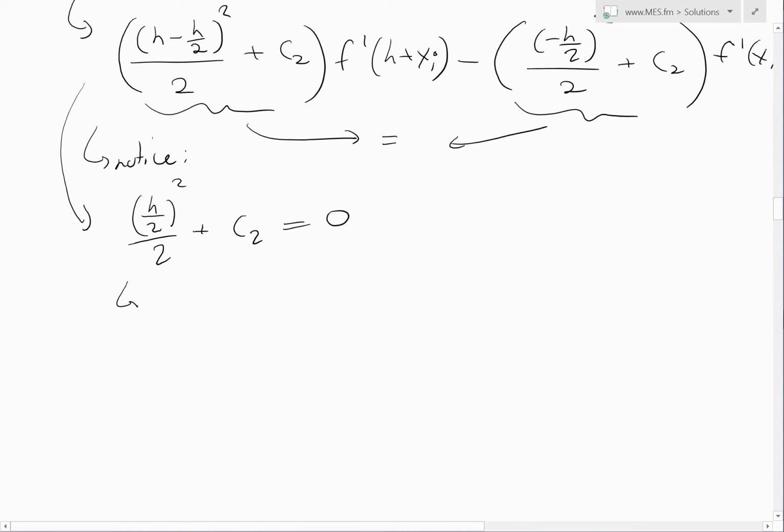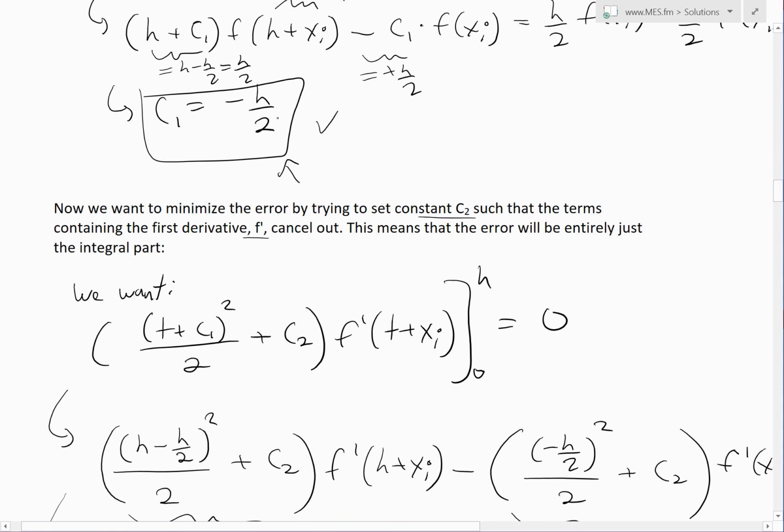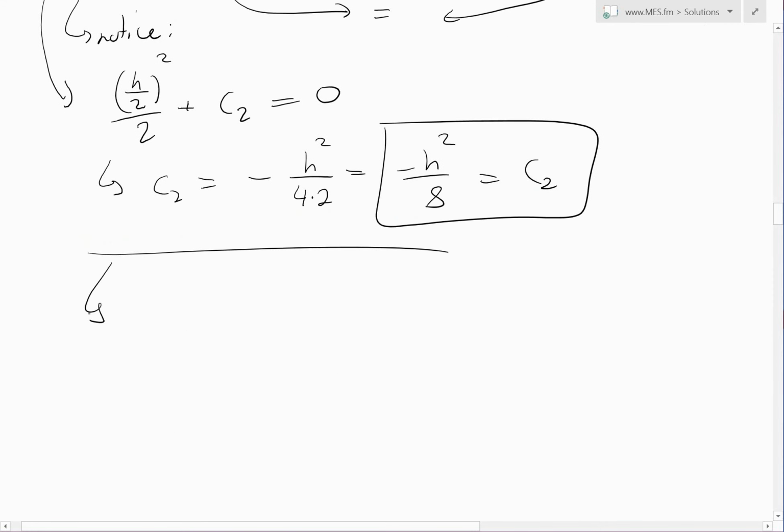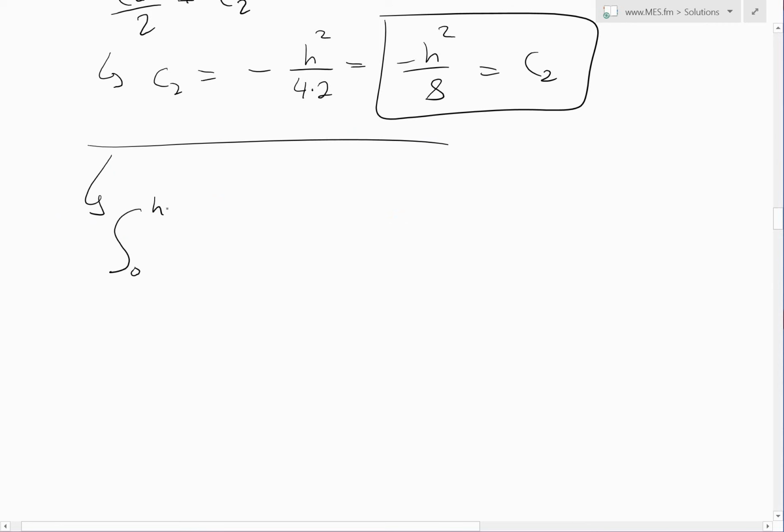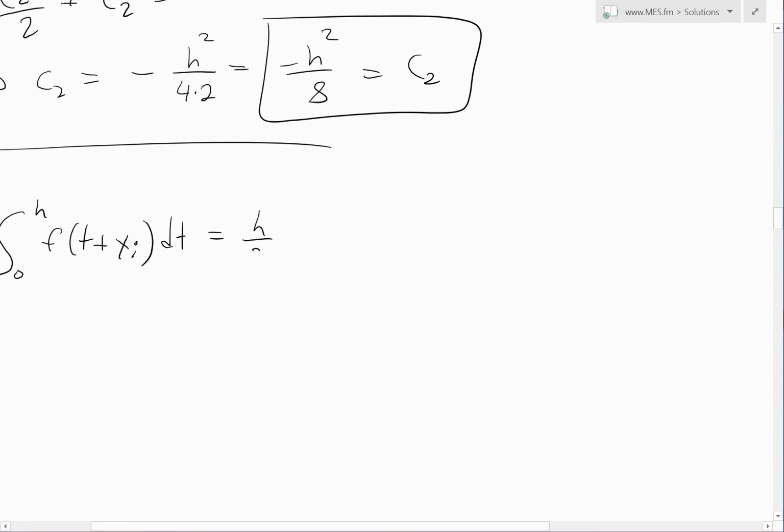As you can see here, when you expand this out, we get c2 equal to negative h squared over 4 times 2, which equals negative h squared over 8. So that's the value we have, and we just set c2 equal to it. If c2 equals this and c1 equals negative h over 2, what we get overall is that the integral from 0 to h, or just any interval like this, of f of t plus xi dt is equal to h over 2 times the bracket f of xi plus f of xi plus 1.